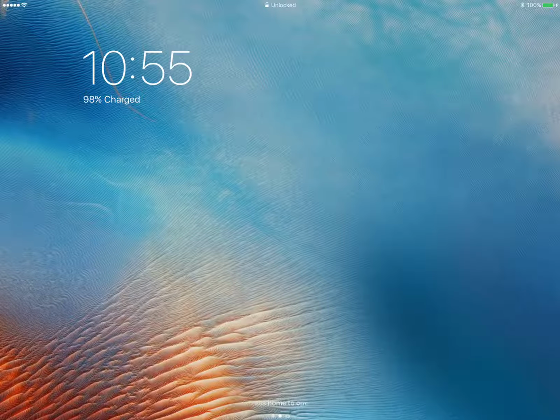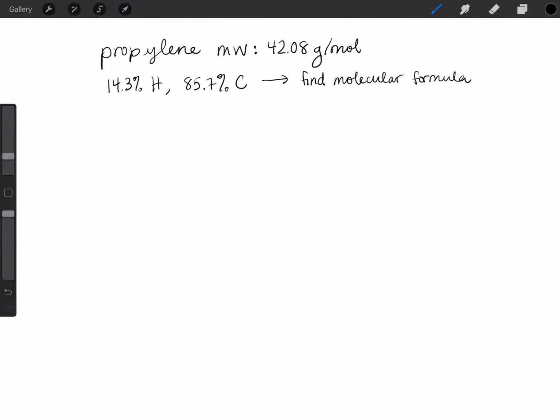Grams per mole. It has 14.3% hydrogen and 85.7% carbon. So if we assume 100 grams, again, because we need to find the empirical formula first, that'll be 14.3 grams of hydrogen and 85.7 grams of carbon.